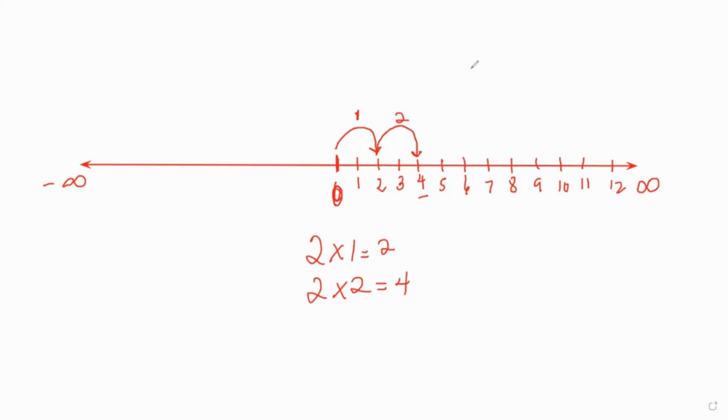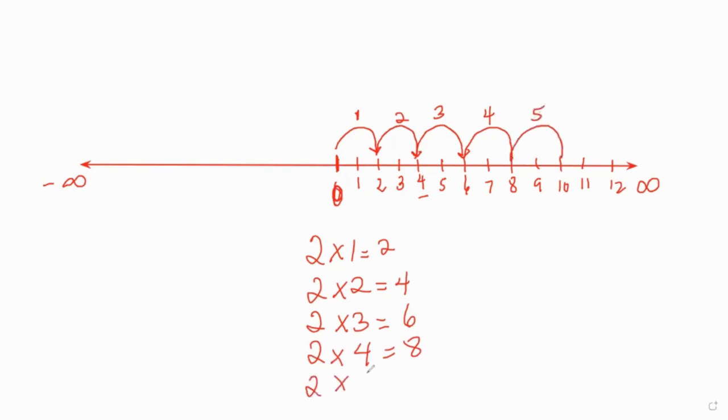So let me focus. 2 times 3 means I need how many loops? Right, 3 loops. So I skip count. That's 3. So 2 times 3 is what? 6. And then 2 times 4 is what? 8. And then 2 times 5 is what? 10. Okay.